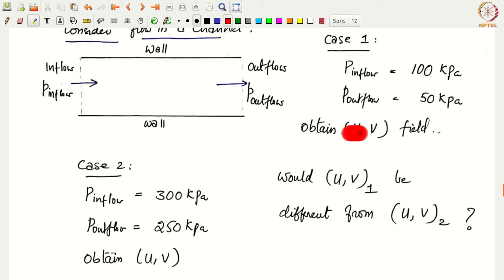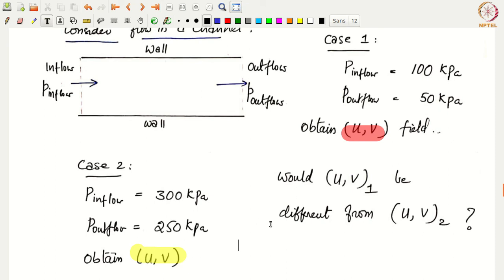Now would the velocity field that you have obtained in case 1 be different from the velocity field obtained in case 2 or not? Would uv obtained through case 1 be different from uv obtained from case 2? What would be the thought process here? Would they be the same? The pressures are different. Basically in the first case we have 100 and 50, and here we have 300 and 250.